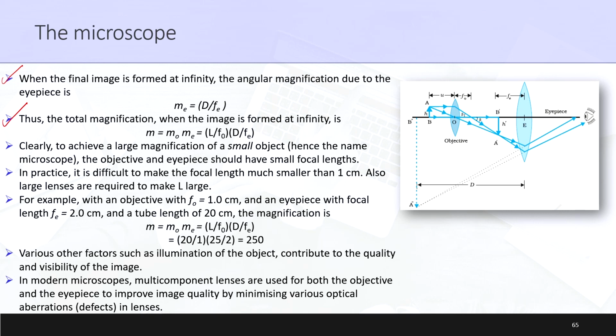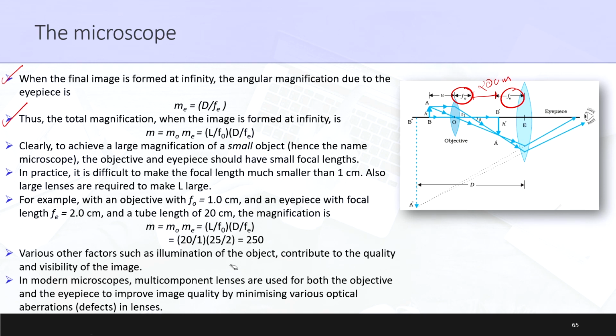So, for example, let us say the Fo for this portion is 1 centimeter, and the eyepiece has a focal length of 2 centimeters. This is 2 centimeters, and the tube length is given to you as 20 centimeters. The magnification is just putting in the values: this is 20 over 1, capital D is 25, because the image is formed at the near point, it is therefore 25 centimeters, and Fe is 2 centimeters. Just putting the values, you get the answer equal to 250. Hence, a magnification of 250 is obtained.